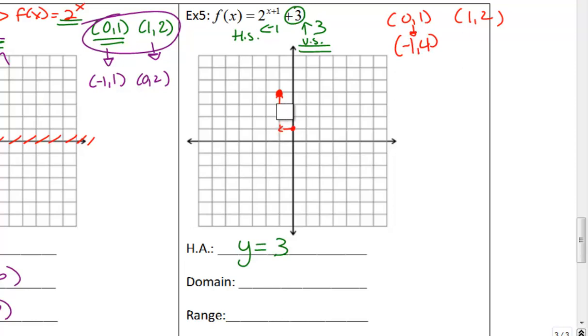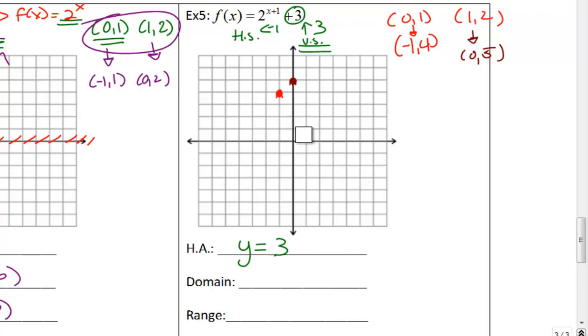Okay, well, what about the point (1, 2)? Where does that one lie now? Well, here was the point (1, 2), and I know that I need to move it 1 unit to the left and then 3 units up, so it becomes the point (0, 5). So there are my 2 points.